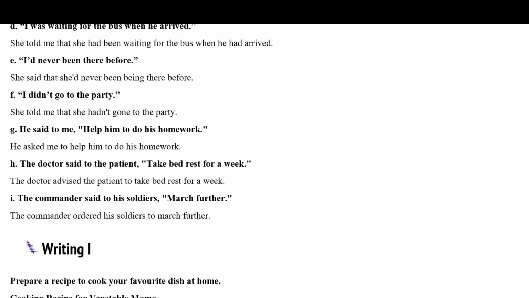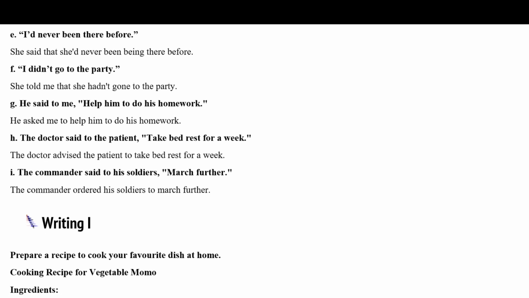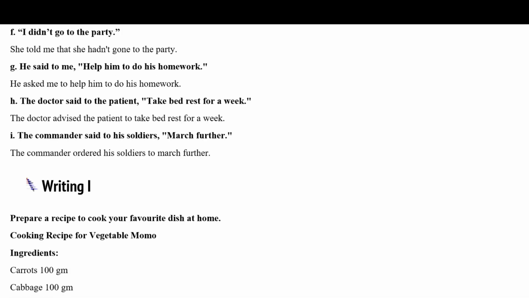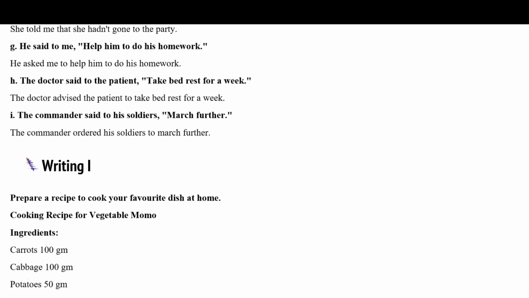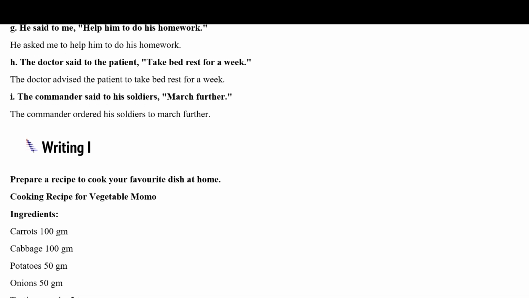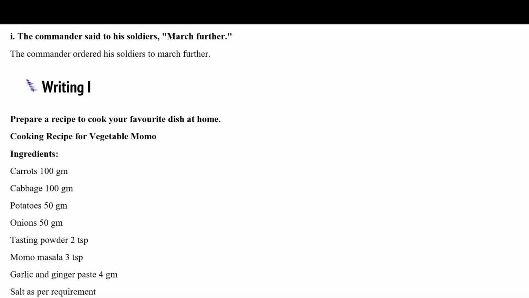Writing I. Prepare a recipe to cook your favorite dish at home. Cooking recipe for vegetable momo. Ingredients. Carrots 100 grams. Cabbage 100 grams. Potatoes 50 grams. Onions 50 grams. Tasting powder 2 teaspoons. Momo masala 3 teaspoons. Garlic and ginger paste 4 grams. Salt as per requirement. Oil 50 milliliters.